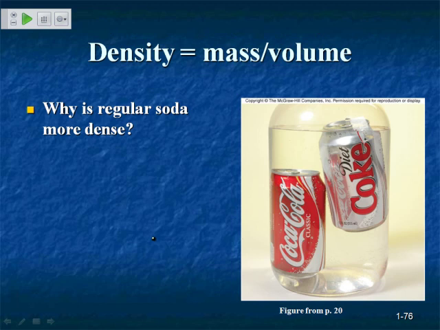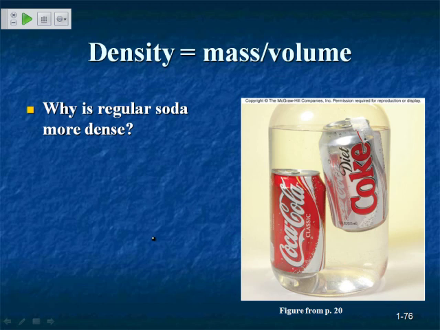Now, if we take a can each of regular soda and diet soda, and if we put that in water, we can see that the diet soda will float, whereas the regular soda will kind of go to the bottom. So looking at this, now we can say which one is more dense, which one is less dense. The regular one is more dense. The diet one is less dense. Well, if you look at the cans and read the volume, they are exactly the same. So where does this density difference come from? It has to come from the mass.